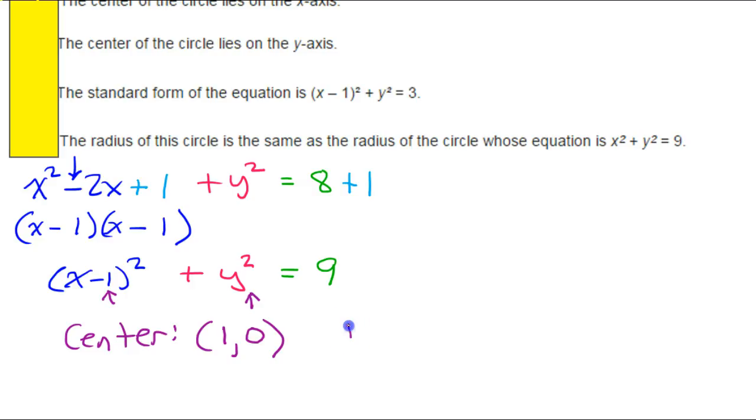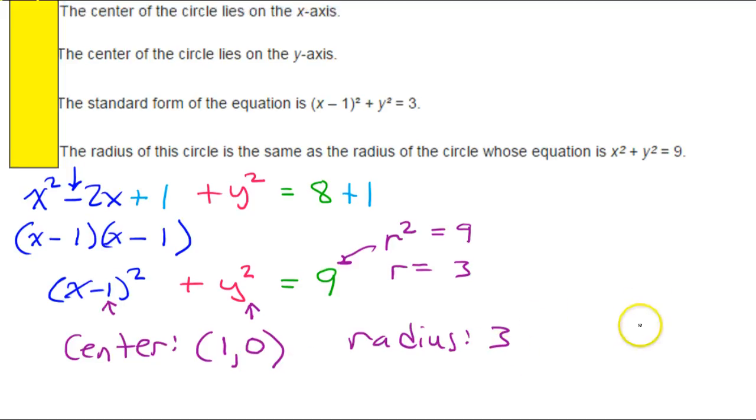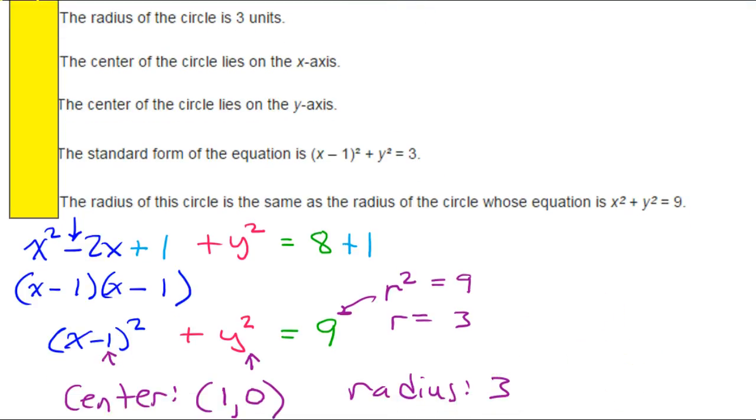Now my radius comes from this 9. Remember, in the equation of a circle, this is the radius squared. So if the radius squared equals 9, that means the radius itself must be 3. So the radius is 3. Because 3 squared is 9. Okay, now I can answer the questions. The radius of the circle is 3. Yep, yes it is.